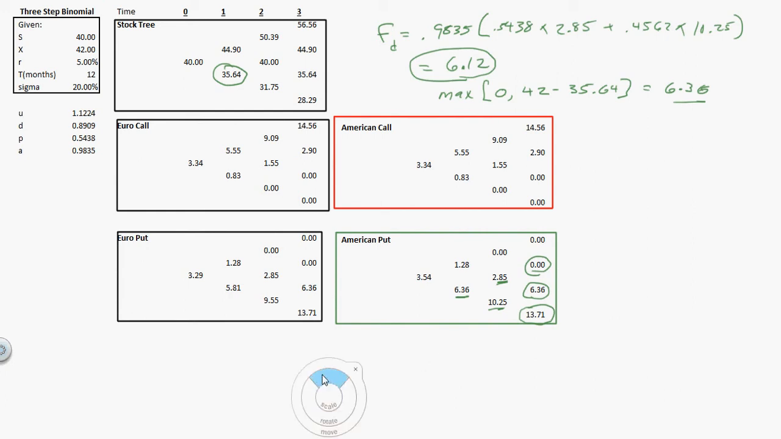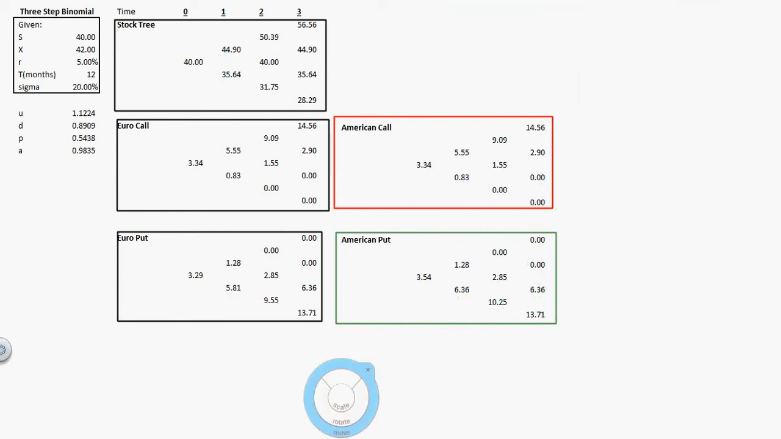That brings us to the last point here. We have to look at this $1.28 one first, though, but its corresponding stock is $44.90, so you're not going to exercise. The only value here is the chance that it goes down to 6.36. So no early exercise there.